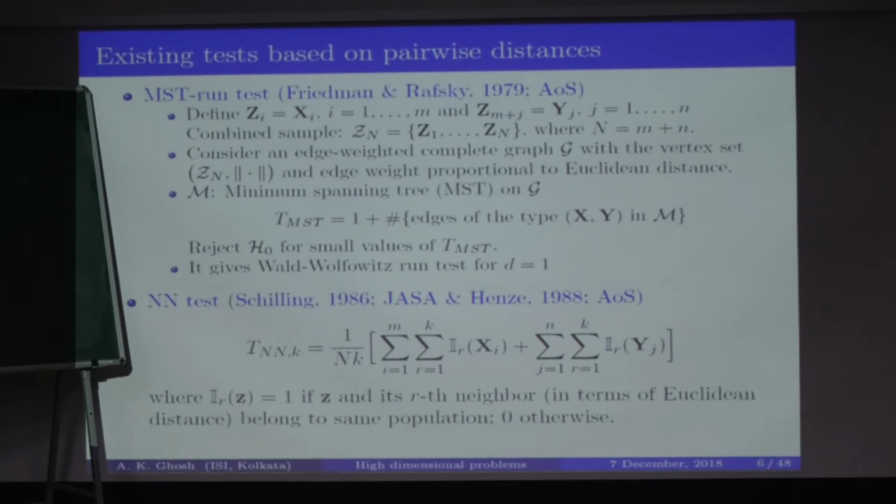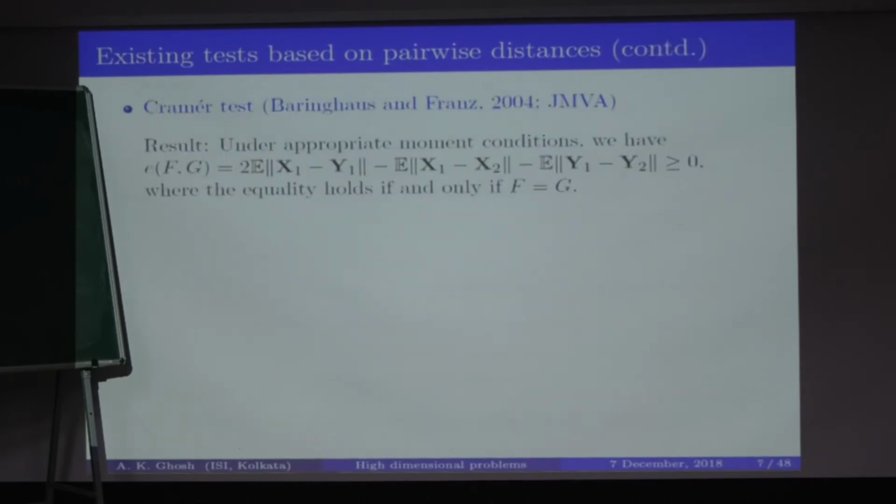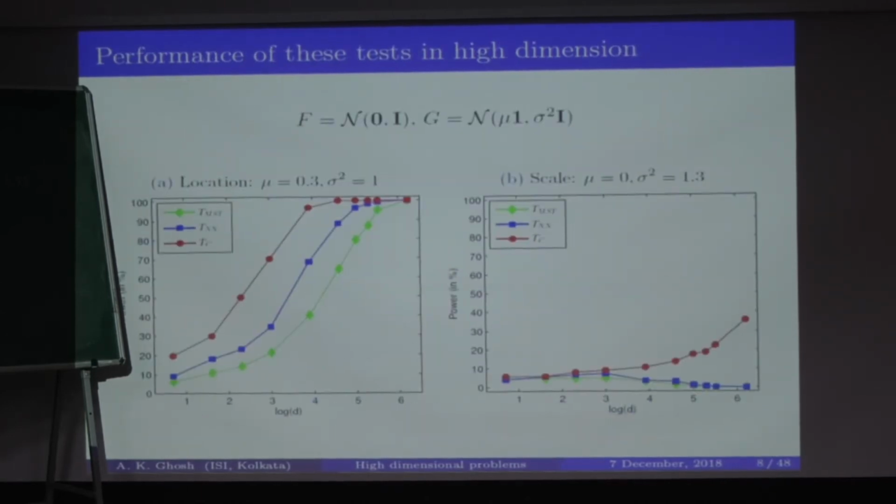As a result, the test statistic will take some values close to half if the sample sizes are balanced. And that is close to the expected value of the test statistic under H naught. So the nearest neighbor test will not be able to reject the null hypothesis. And that is what is happening out here, and because of that, the power of the nearest neighbor test is close to 0. Okay.